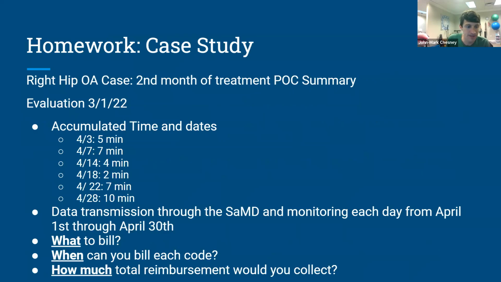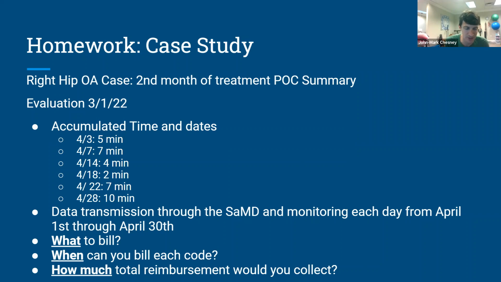All right, so picking up where we left off, this is the case study. We started off after lesson 1 talking about this individual's first month of RTM. So now this is the individual's second month of treatment, and that's where we picked up. His evaluation was on 3/1/22, and now we're picking up into April, if you will. The accumulated time and dates we can see here in April: April 3rd, 7th, 14th, 18th, 22nd, and 28th.